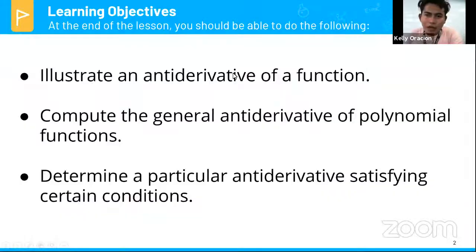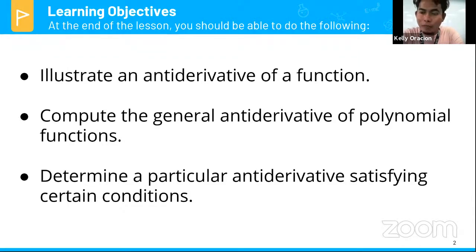Okay, so let's have our lesson this afternoon. This will be our last lesson for this quarter, and the last lesson included in the exam. So, antidifferentiation. The objective this afternoon: at the end of the lesson, you will be able to illustrate an antiderivative of a function, compute the general antiderivative of polynomial functions, and determine a particular antiderivative satisfying certain conditions. Now, let me give you an overview of what we are going to discuss this afternoon.